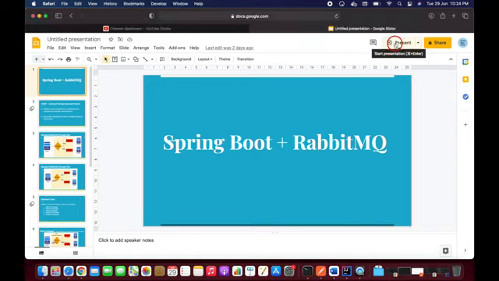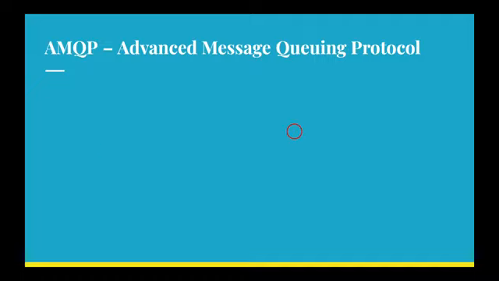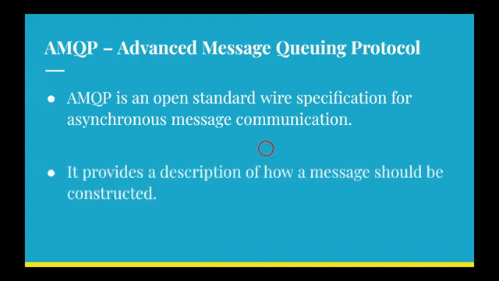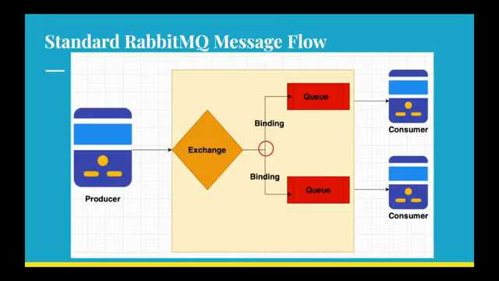Okay, let me open my PPT here. RabbitMQ uses AMQP, that is Advanced Message Queuing Protocol. AMQP is an open standard wire specification for asynchronous message communication. It provides a description of how a message should be constructed. So this is the standard RabbitMQ message flow.